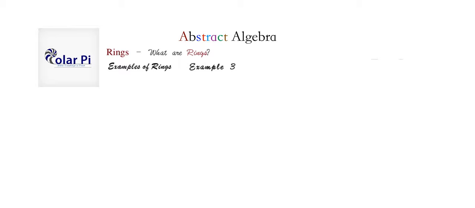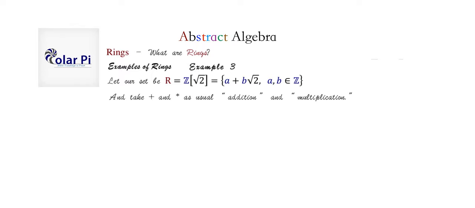And I don't do much or say much here in this last example, but this last example is the ring of numbers of the form a plus b root 2, where a and b are in the integers. And you could do a little bit of algebra to see that we have a ring here. If we take plus to be the usual addition and star to be the usual multiplication. Yeah? Okay, multiplication and addition of real numbers.